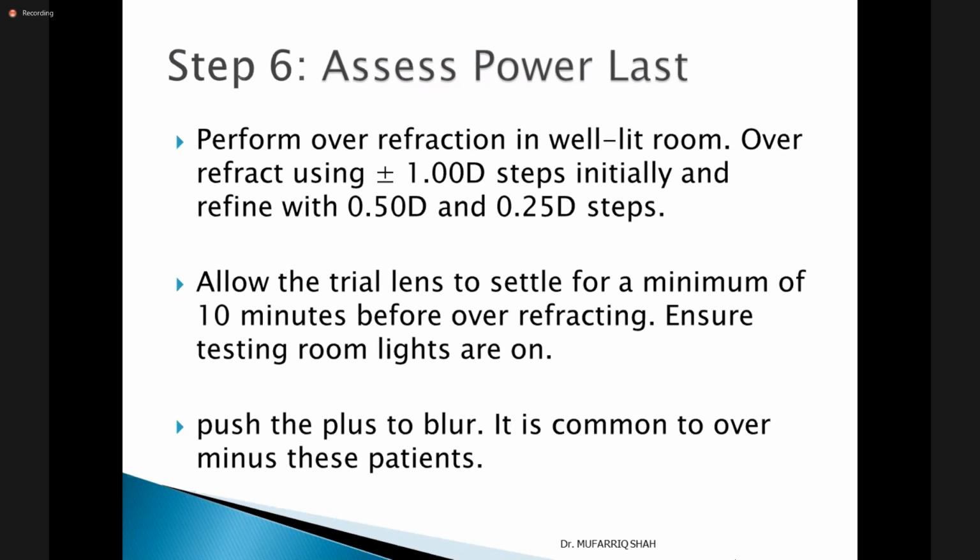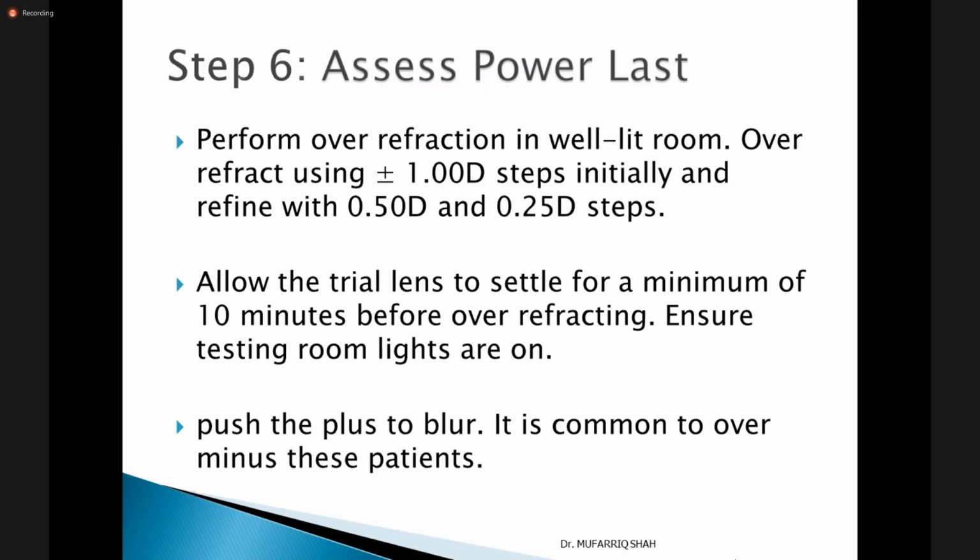So allow the trial lens to settle for a minimum of 10 minutes before over refraction is performed. So ensure that the testing room lights are on. Because usually once you start fitting, then corneal edema occurs, and in case of corneal edema, contrast sensitivity is decreased. So you must need a well lighted room, or all the lights should be on so that the patient can appreciate the change in the visual acuity.